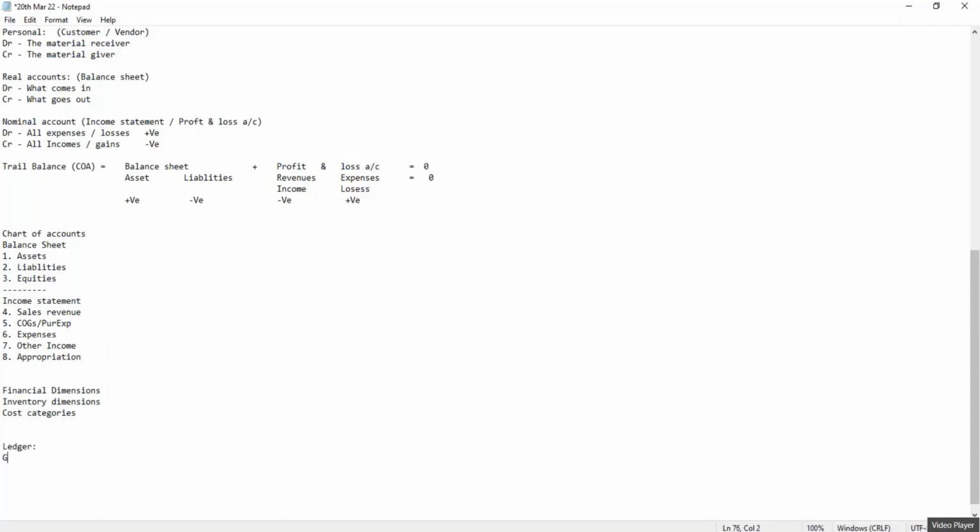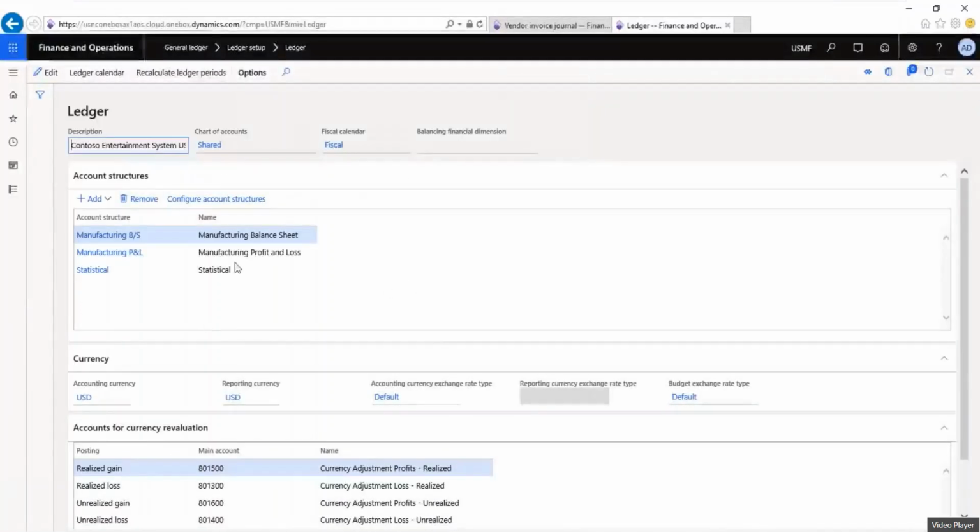Okay, so the path is General ledger, Ledger setup, Ledger. The ledger is important, so you need to go to Ledger. This is like the head of a human being. In this, what is the calendar? Fiscal. What is the calendar? Fiscal.